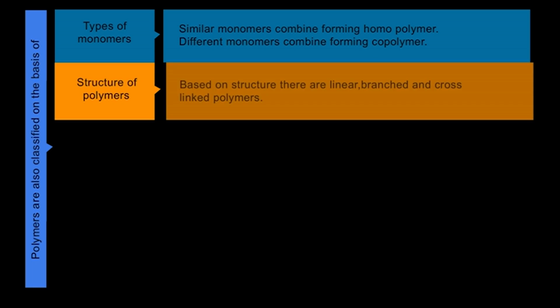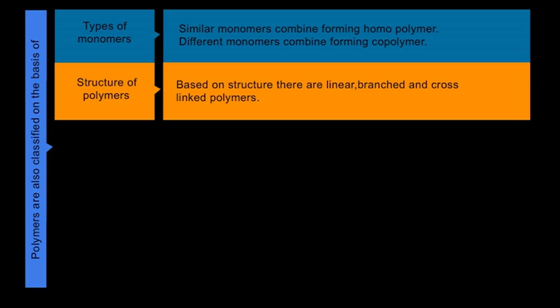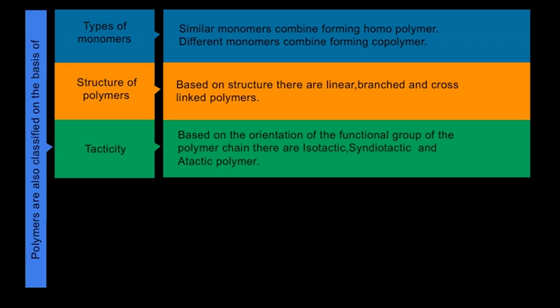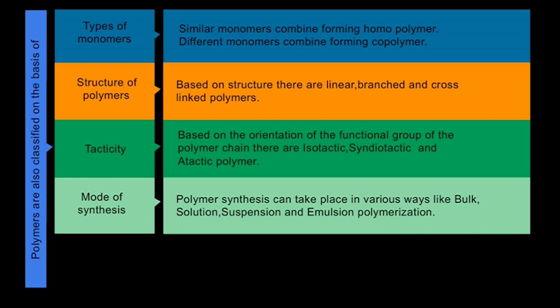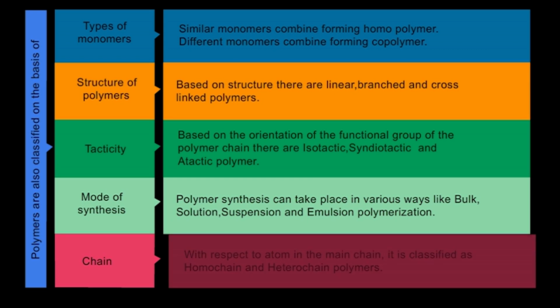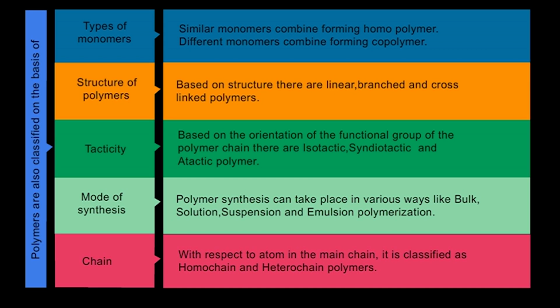Structure of polymer. Based on structure, there are linear, branched and cross-linked polymers. Tacticity. Based on the orientation of the functional group of the polymer chain, there are isotactic, syndiotactic, and atactic polymer. Mode of synthesis. Polymer synthesis can take place in various ways like bulk, solution, suspension, and emulsion polymerization. Chain. With respect to atom in the main chain, it is classified as homochain and heterochain polymers.